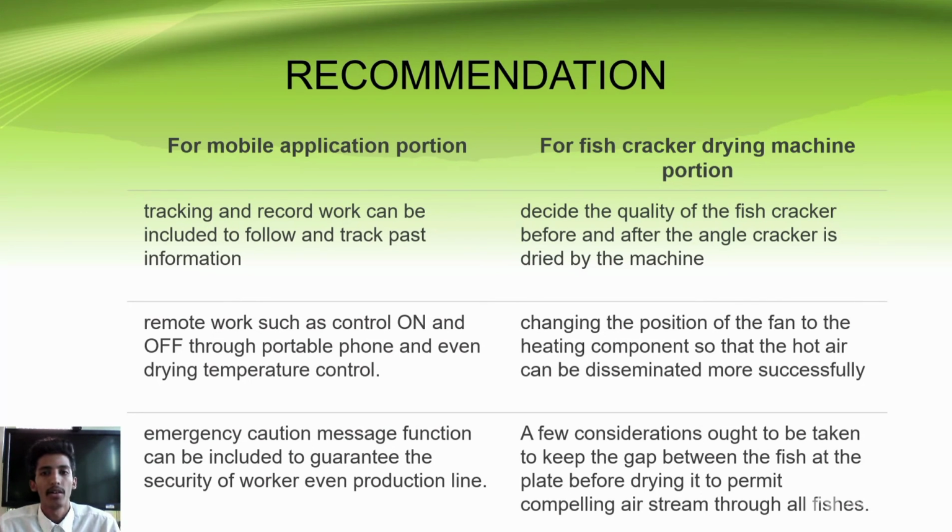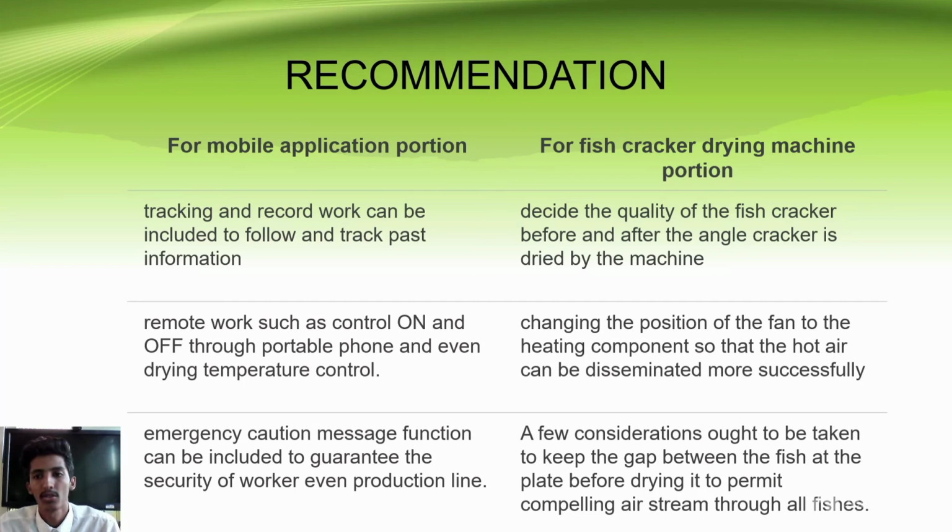Finally, recommendations. We have two parts for the recommendations. The first is for the mobile application and the second is for the fish cracker drying machine. For the mobile application, we recommend tracking and recording work to follow past information, and also remote work such as controlling on and off through a portable phone, and even drying temperature control. We also recommend an emergency caution message function, which can be added to guarantee the security of workers and even the production line.